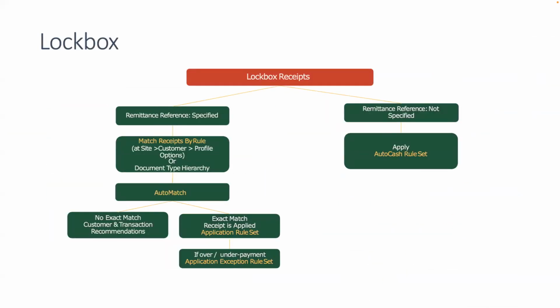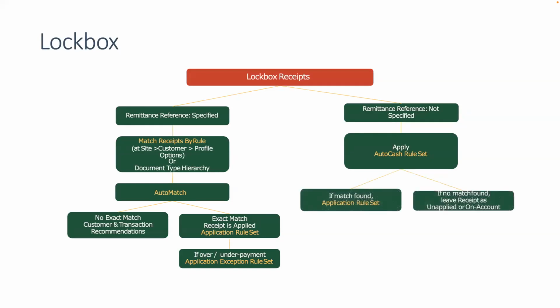That's what it will do there. And if the match is not found, it'll leave the receipts as unapplied or on account. If a match is found, it will use the application rule set that you have here at the profile level. So that's what would happen. And then if the match is found, then if there's any balance, it just leaves that on account. So that's basically what happens.